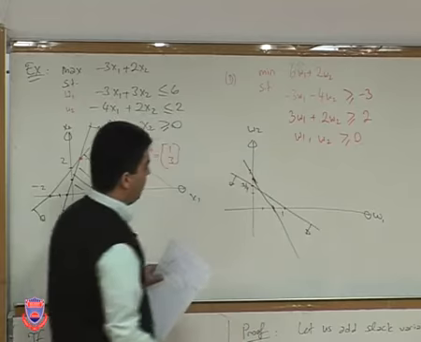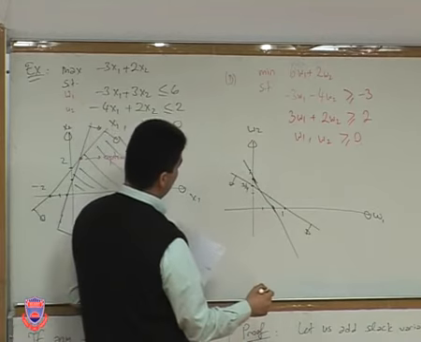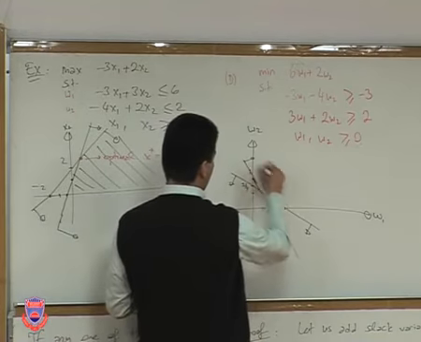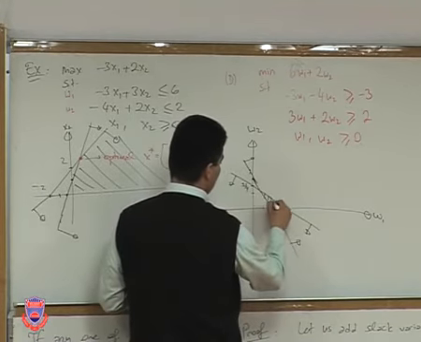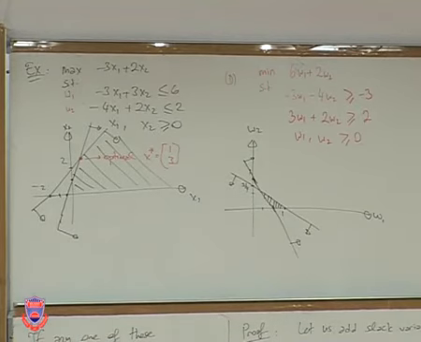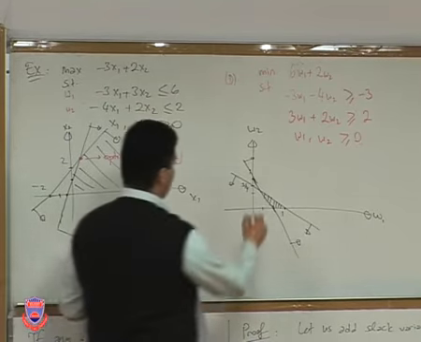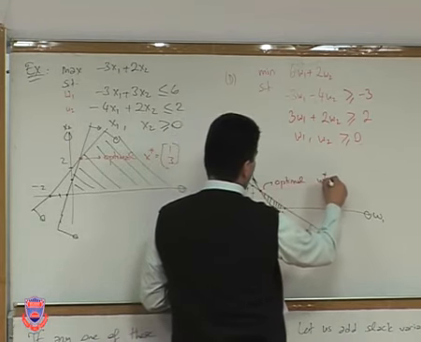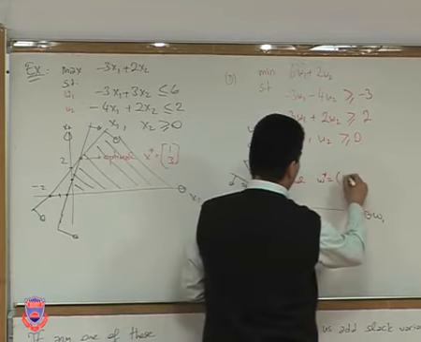Okay? And once again, the origin is not feasible. So I'm going to pick this side of the line. So as a result, this is my feasible region, this small triangle. And once again, you can draw the isoprofit line or isocost line, and you can see that the optimal solution is given by this intersection point. And the coordinates are given by 1 over 3 and 1 over 2.